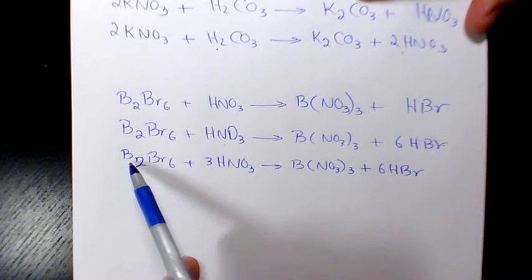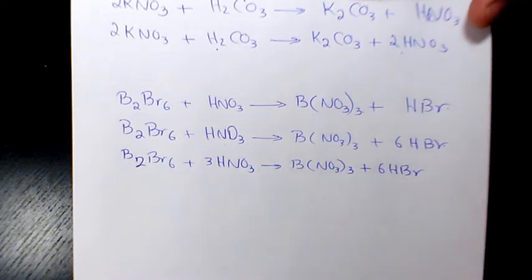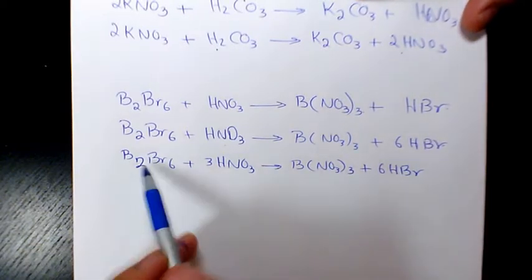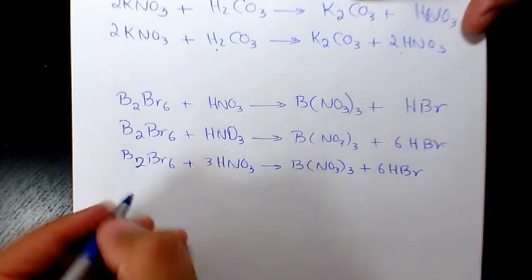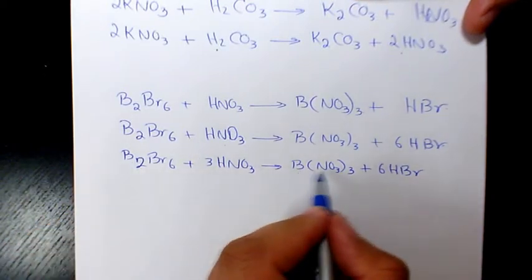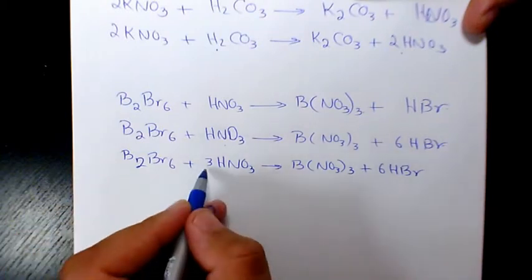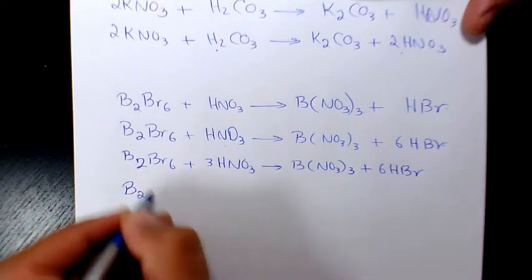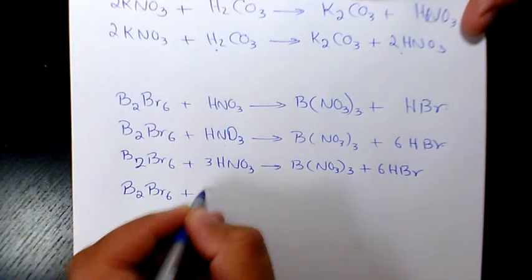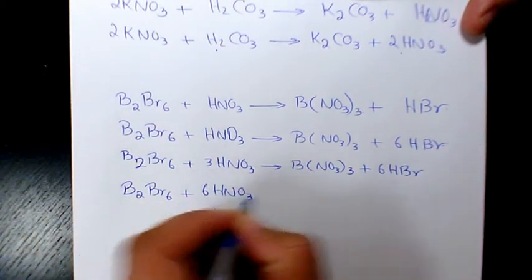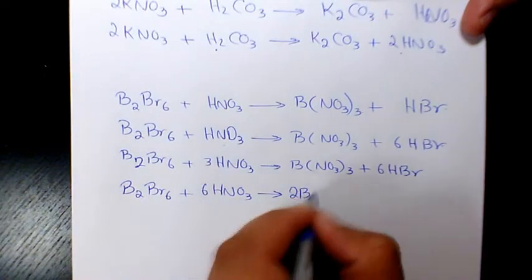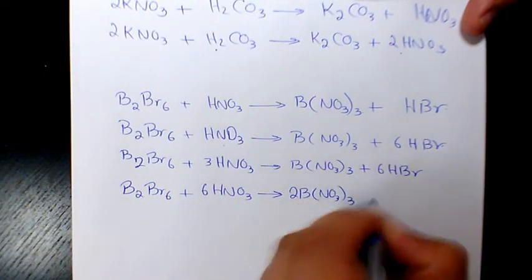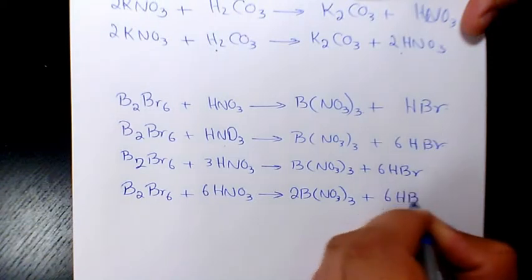Bromine, we have 2. We must have 2 in here as well. The B is going to be 2 in here. So then we need to have 6 instead of 3 in here. So it's going to be B2Br6 plus 6HNO3 gives us 2B(NO3)3 plus 6HBr.